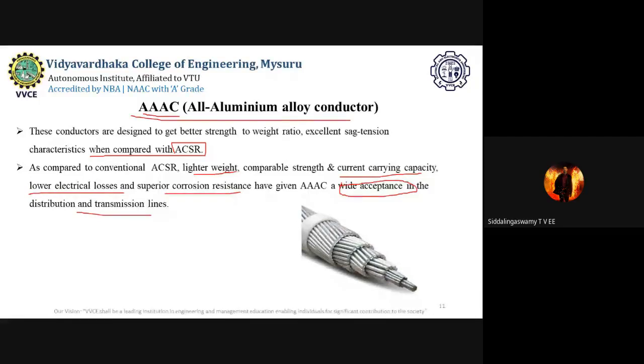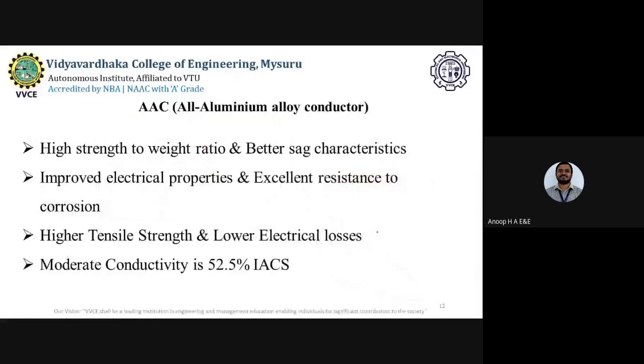Sir, it is economical. Okay. Next. Sir, it can sustain better thermal. Okay. Moving on to the next one.